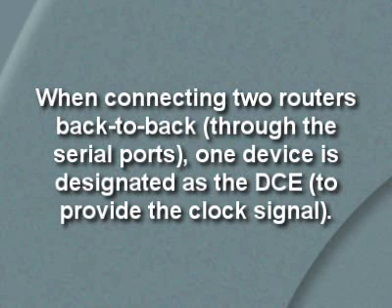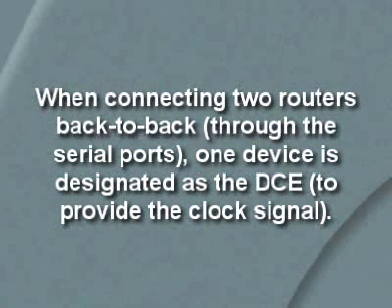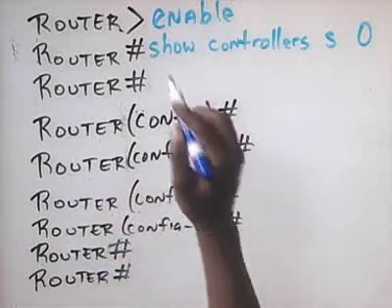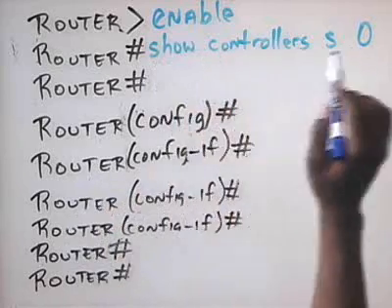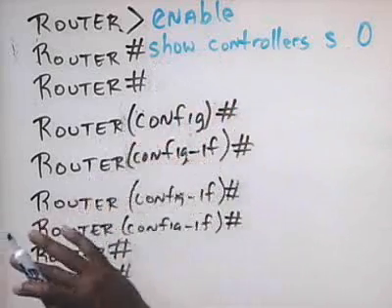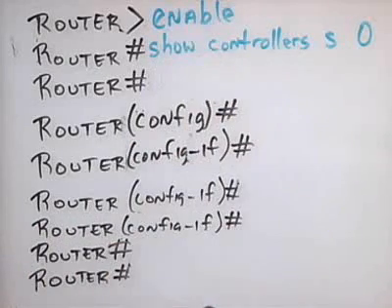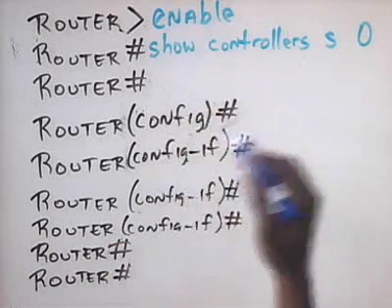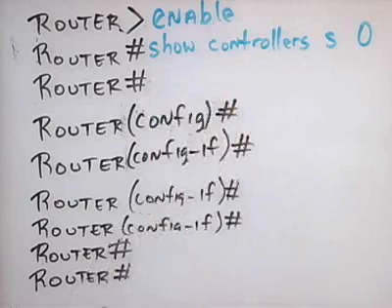So, when connecting two routers back to back, one of those two devices would be specified as the DCE, the device that sets the clocking. Depending on which end of the cable is plugged into your router will determine whether your router is the DCE or the DTE. So once you've issued the show controllers command, you'll be able to determine whether your router is the DCE or DTE. Upon determining that, say for instance this router is the DCE.